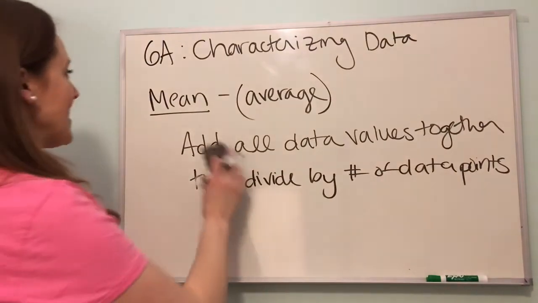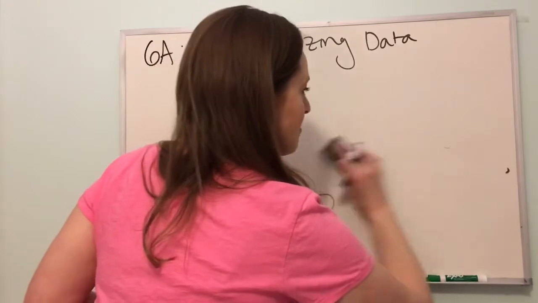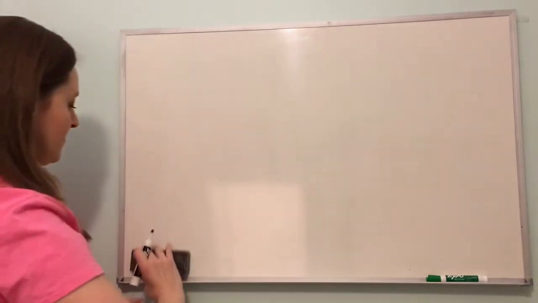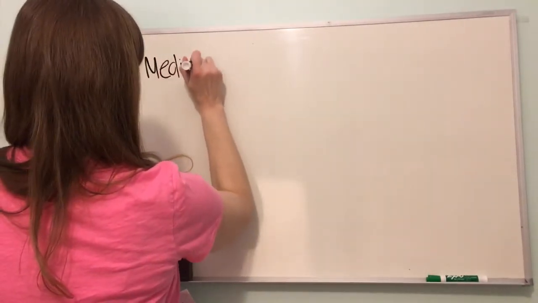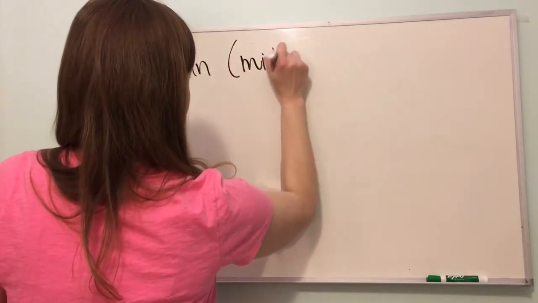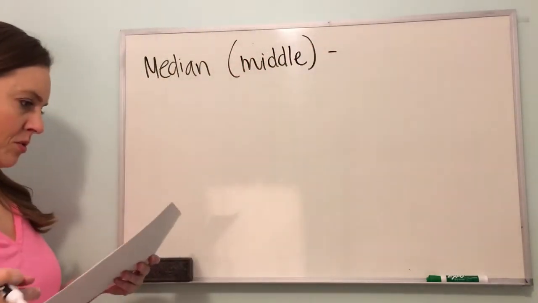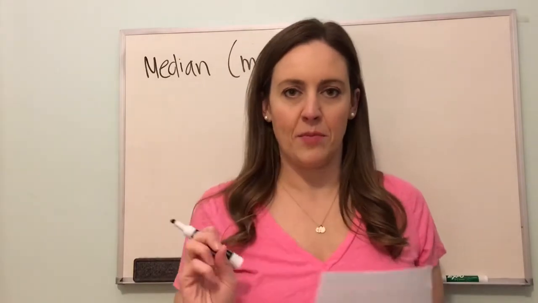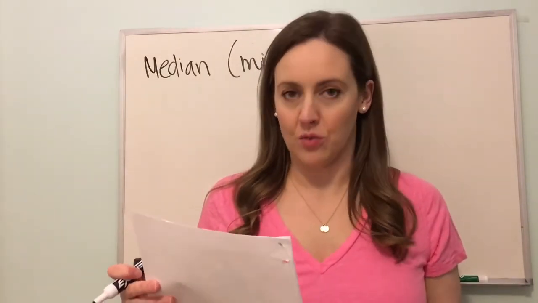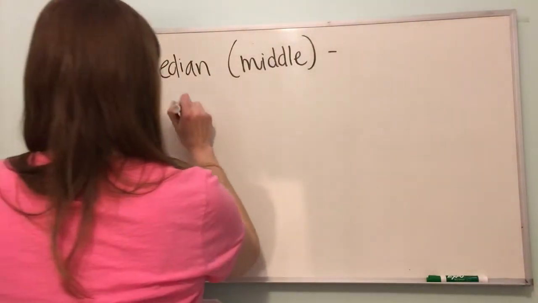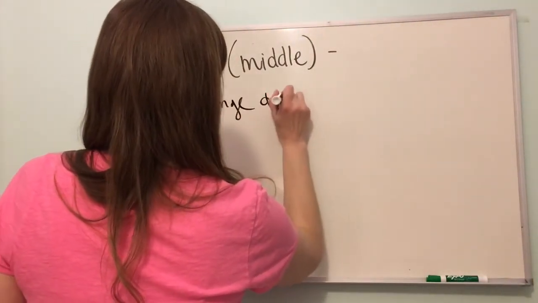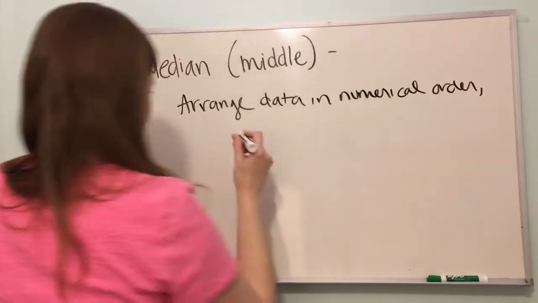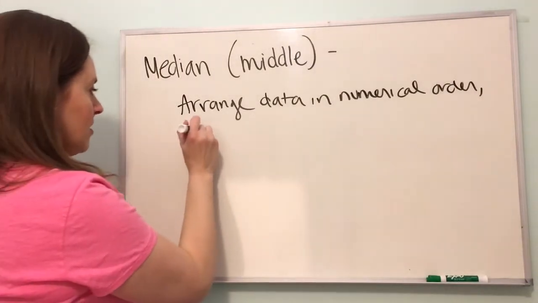Okay, let's talk about the median next. The median. Think about the road. What's the median? It's what's in the middle, right? So the median, let me erase the top just so I can have a tiny bit more room. The median is the middle. So for this one, to find the middle, you can't just look at a bunch of data points and go, oh yeah, that's the one in the middle. You have to first arrange them in numerical order. So first you have to arrange data in numerical order, and then pick the middle.